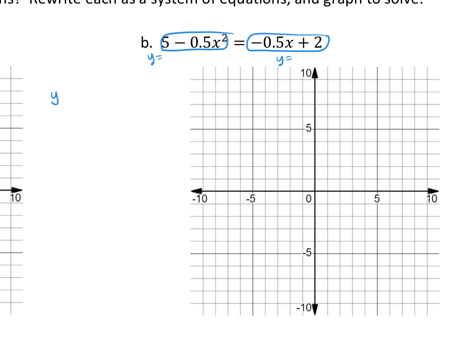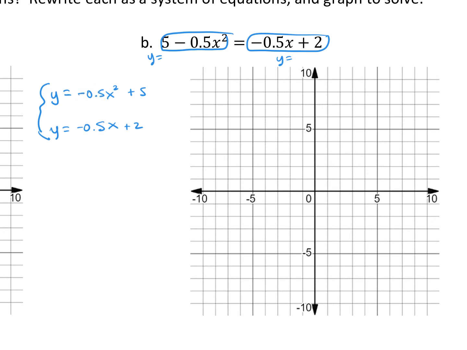So y equals, now I am going to write this in order. I want this x squared term first. So it's -0.5x squared. And then that 5 is positive, so +5. The other function is going to be y equals -0.5x plus 2. And then we put our bracket around to show we are treating this like a system.